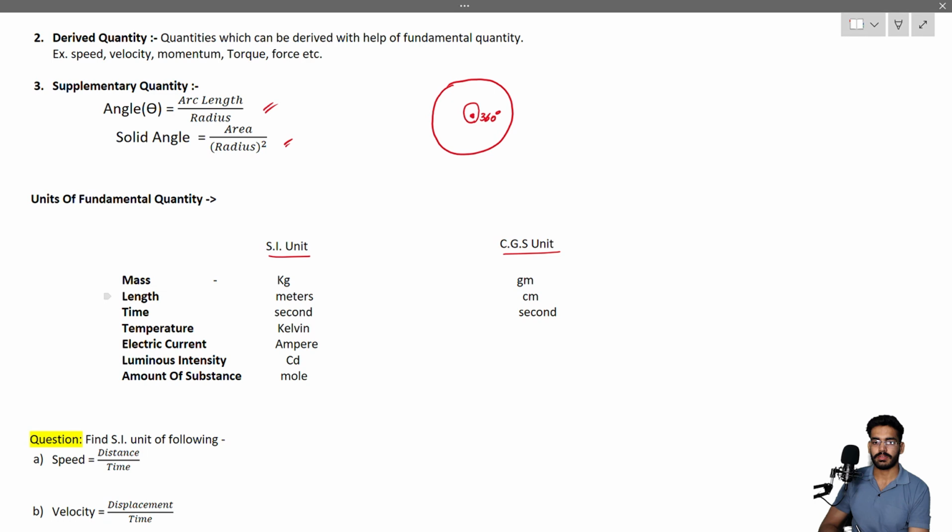For length we use meter, and in CGS we use centimeter. In time we use second, here also second. Temperature Kelvin. Electric current ampere. Luminous intensity CD, okay. Amount of substance mole. The same we use here also.